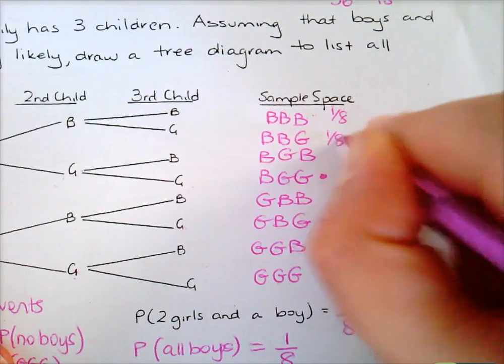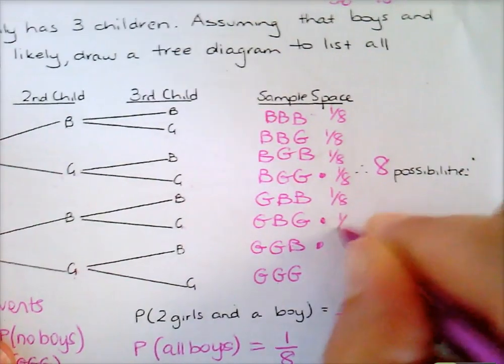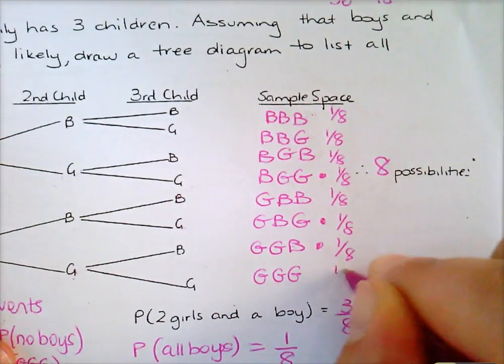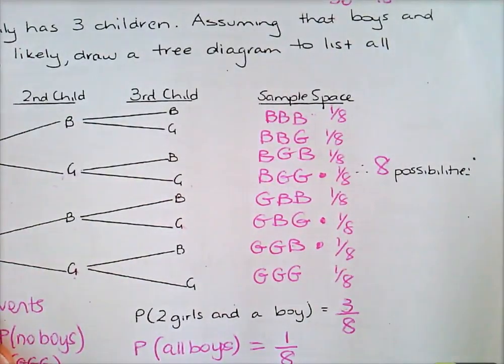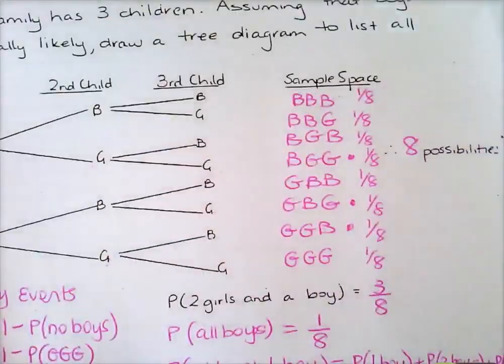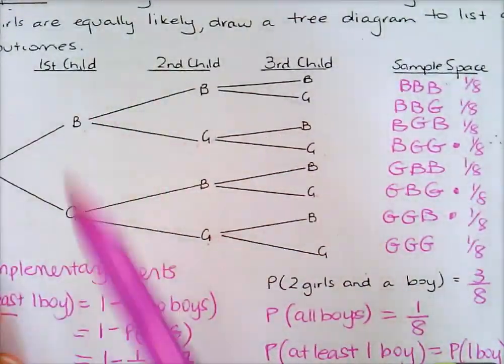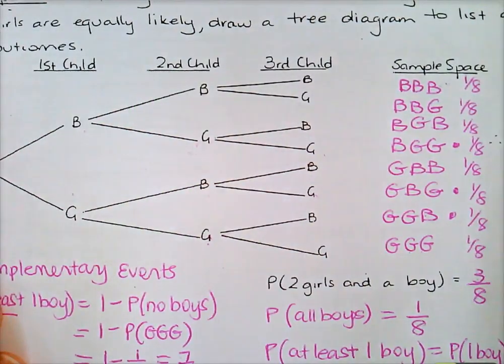Now, what's the probability of each of these? What's the probability of three boys? And they're all 1/8. And when you add them up, what do you get? The probability of each of those is 1 out of 8.